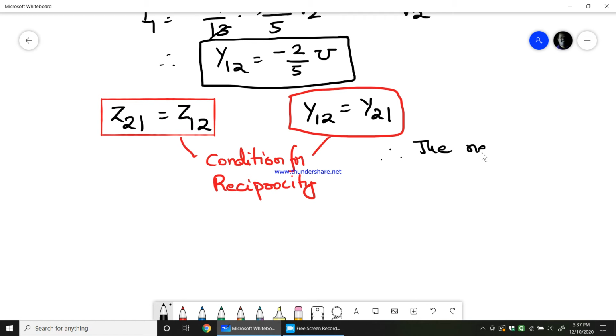The given network is a reciprocal network. So always in a reciprocal network we see that the Z21 impedance will be equal to Z12 and Y12 will also be equal to Y21. Okay, now let us go to the next problem.